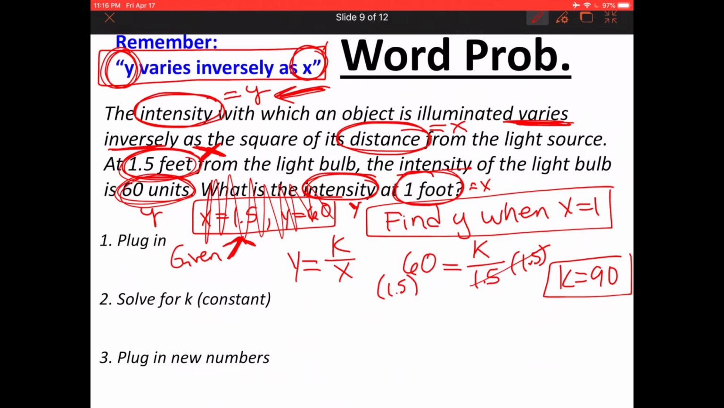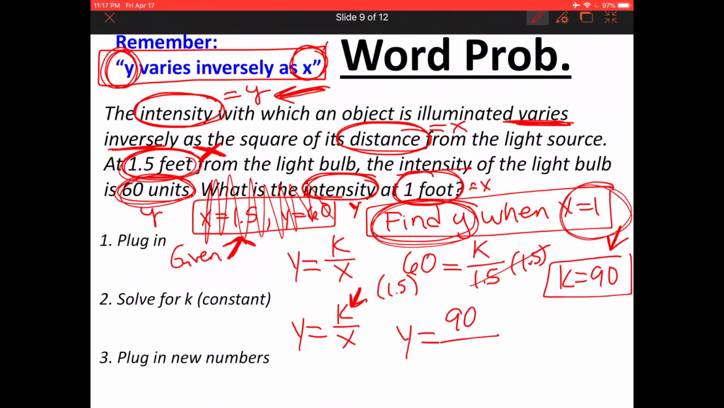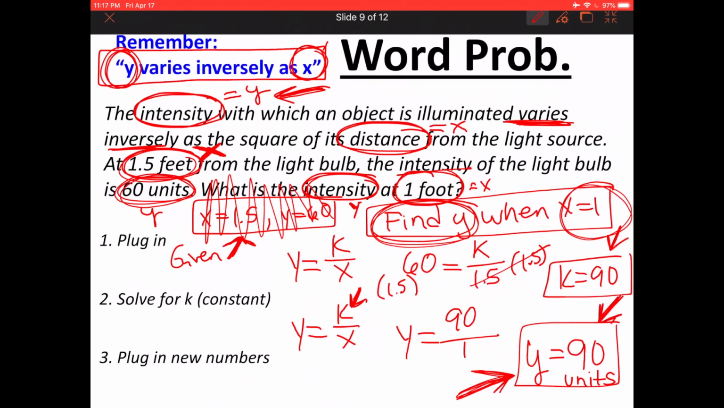And let's find y when x is 1. So again, starting with my inverse variation equation, since I'm told to find y, y stays my variable. For k, now I can plug in 90 because we just found that. And then for x, they tell me x is 1. So my final answer would be y is 90. What is the intensity? You would tell me 90 units. Okay, so this down here in the bottom right-hand corner, 90 units would be your final answer. And that's how you apply this process to a word problem.